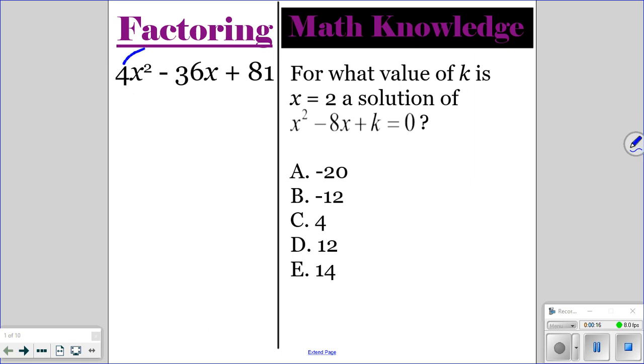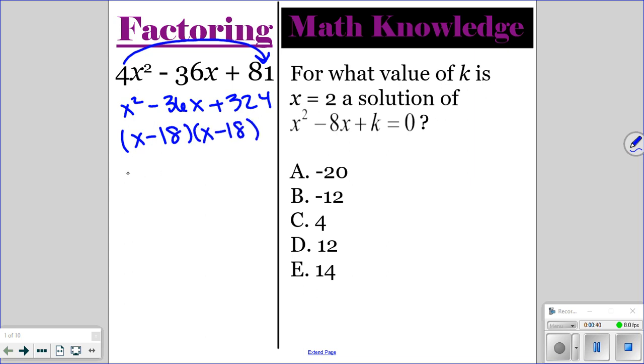So we're going to remove the 4 by multiplying it by the 81. And so that'll give you x squared minus 36x plus 324. This will factor as (x minus 18) times (x minus 18). And then you replace the number you took out, which was the 4. You have to do it on both of your factors.